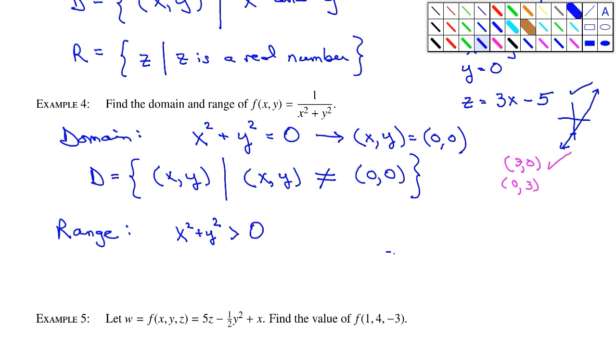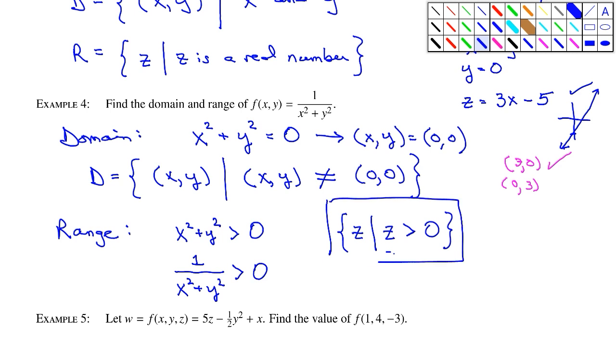Now, if I take the reciprocal of this, which is what my function is, it's the reciprocal of x squared plus y squared, and I take the reciprocal of a positive number, that produces a positive number as well. So 1 over x squared plus y squared is always positive, and that gives me the range. So the range is the set of z's such that z is greater than 0. It's not possible for me to get 0 exactly, and I can't get a negative, so that leaves me only with the positives.